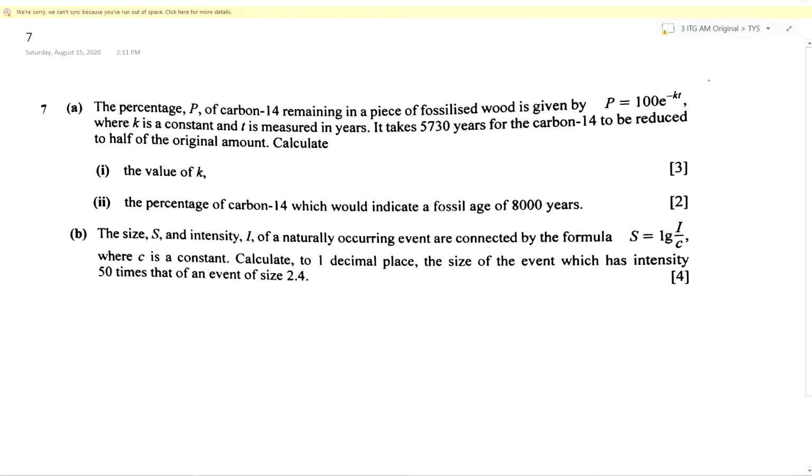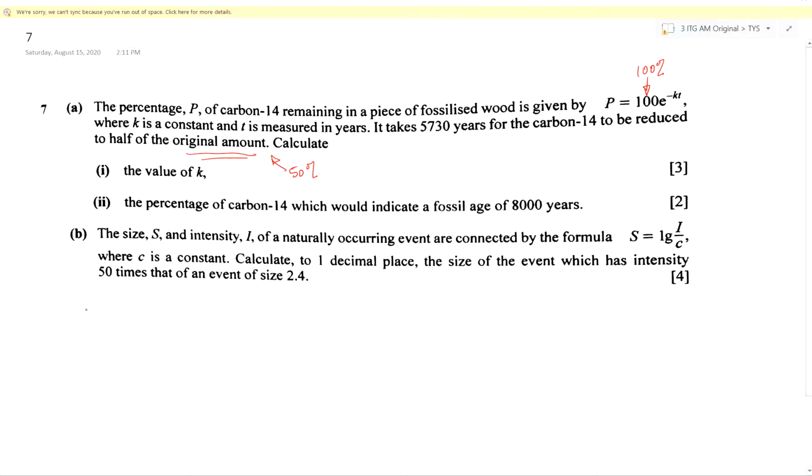So other information that we can get is that when the time is 5730, the carbon is reduced to half the original amount. So the original amount was 100%. So half of the original amount would have to be 50%. So now we can come up with two equations, and let's see what we can find out from there on.